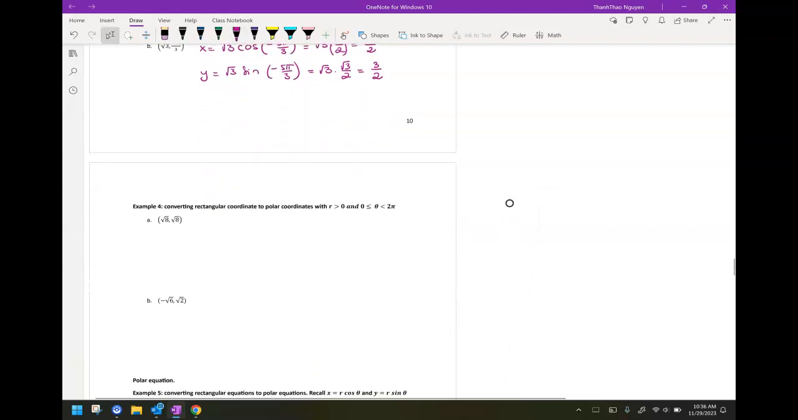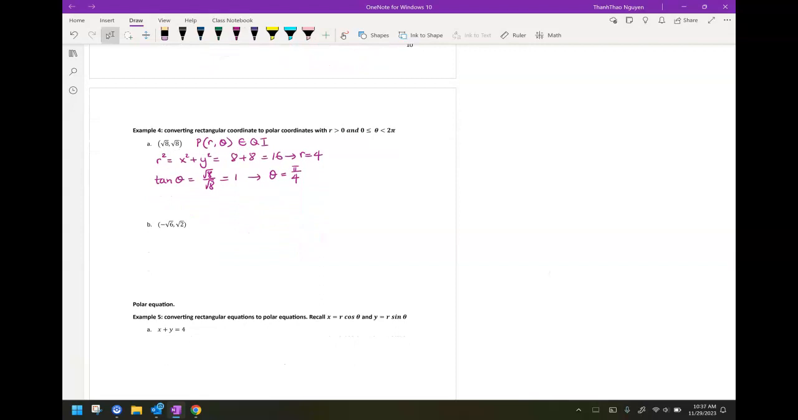Well, let's take a look at converting rectangular coordinates to polar coordinates, and we want r being greater than 0. So first of all, here theta has to be a point in quadrant 1, because both x and y are positive. R squared equal x squared plus y squared. That is 8 plus 8 equals 16. So r equal 4. Tangent of theta equal root 8 over root 8 equal 1. This means theta equal pi over 4, because it's in quadrant 1.